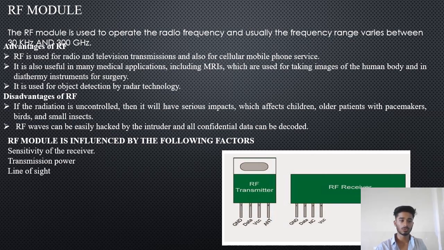Disadvantages of RF. What are the disadvantages of RF? If radiation is uncontrolled, then it will have serious impacts, affecting children, older patients with pacemakers, birds, and small insects. So it is really dangerous for health. The RF module is influenced by the following factors: sensitivity of the receiver, transmission power, and line of sight.